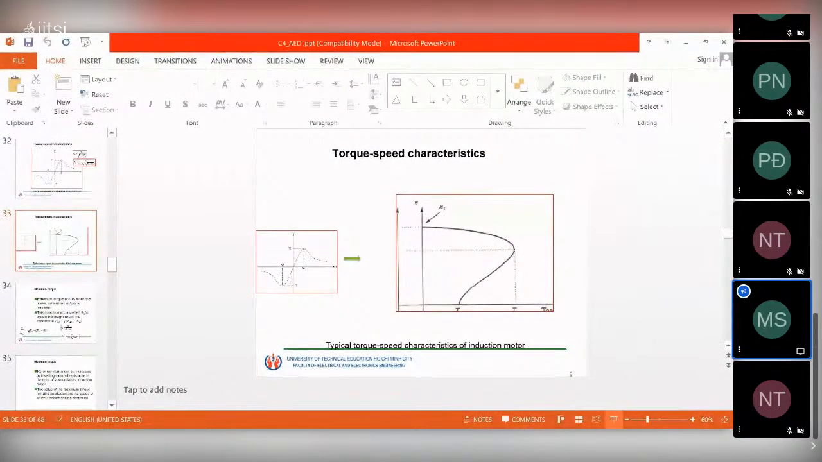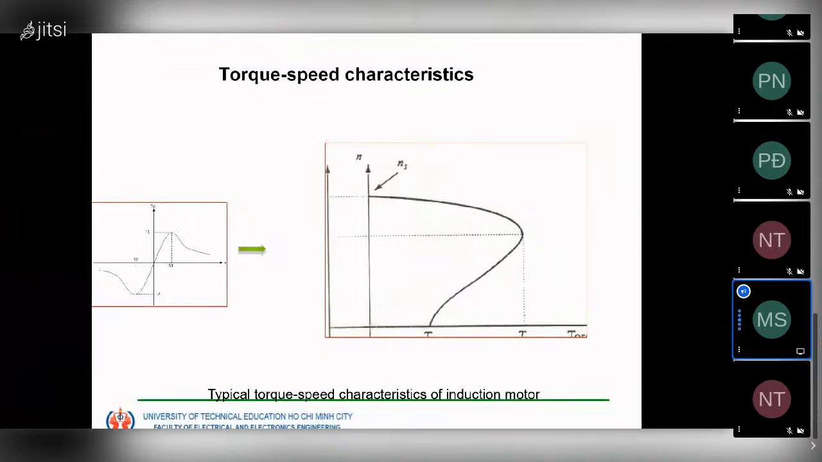Last week we have already found out the torque and speed characteristics. Yes or no? And we have already drawn the torque and speed characteristics on the plane. In this plane, the horizontal axis will be the torque, and the vertical axis will be for speed.